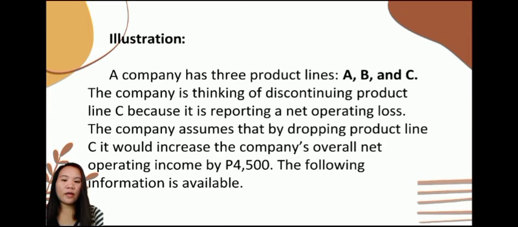Now, let us examine the given illustration. A company has three product lines, product line A, B, and C. The company is thinking of discontinuing product line C because it is reporting a net operating loss. The company assumes that by dropping product line C, it would increase the company's overall net operating income by 4,500 pesos. The following information is available.